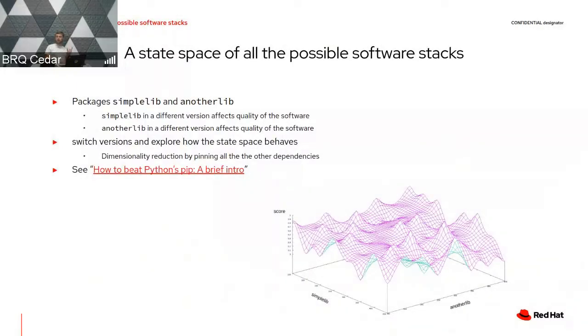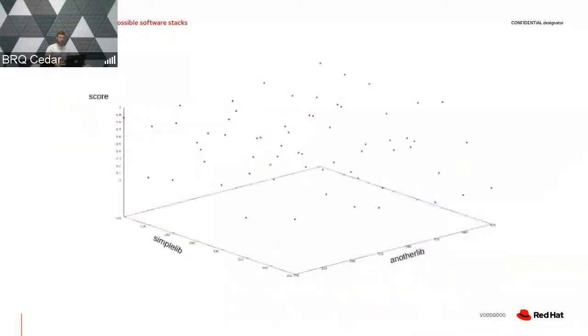So let's say we have simplelib and anotherlib, and we are just checking combinations of different versions for simplelib and anotherlib. Then we create some scoring function that will explore how the software behaves when it comes to its quality. You can imagine quality being how performant the software is, does it break or anything like that. This is just a brief introduction, and you can find more information in the linked article. This is just to give context on what we are doing with Dependency Monkey.